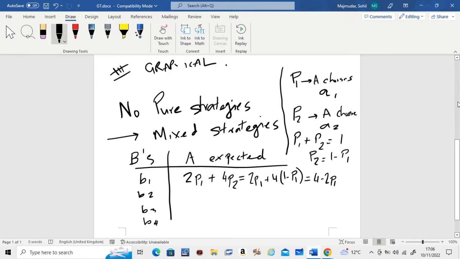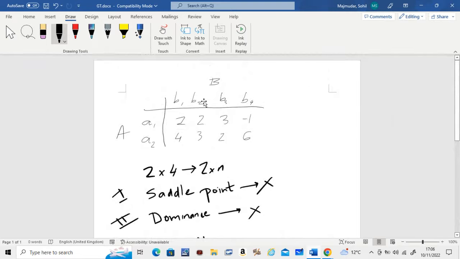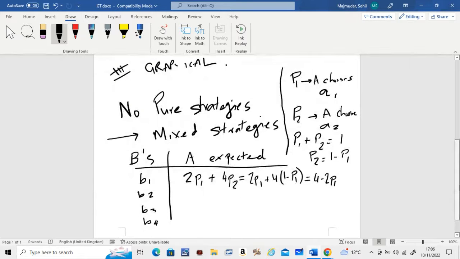Similarly, we find A's expected payoffs if B chooses B2. It will be 2 times P1 plus 3 times P2. Similarly, do the same thing: in place of P2, plug in 1 minus P1. And when you simplify that, you should get 3 minus P1.